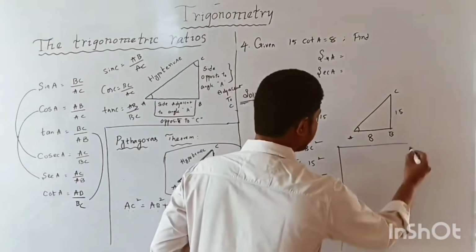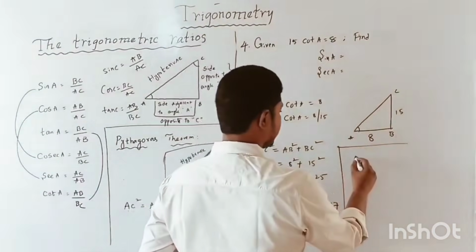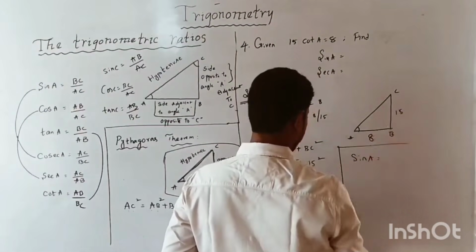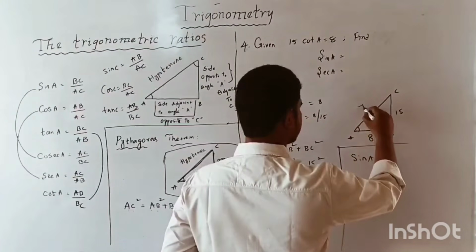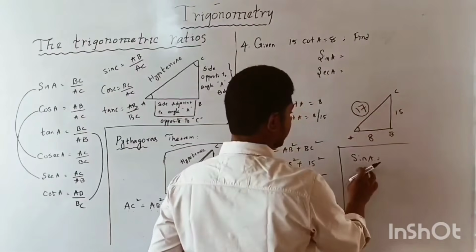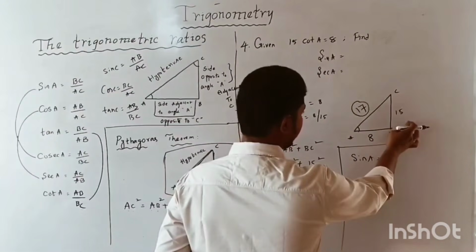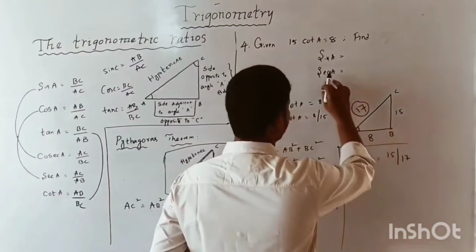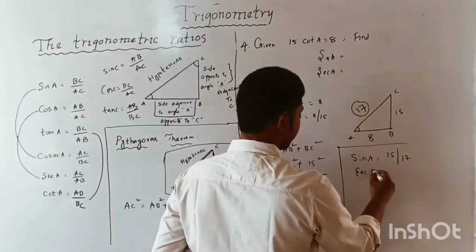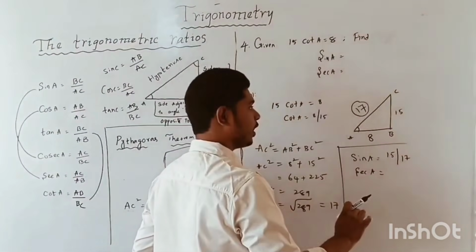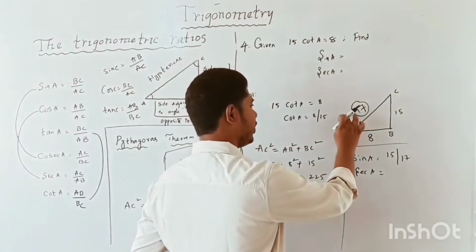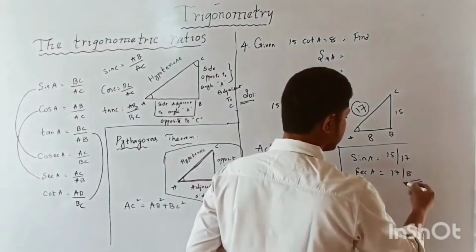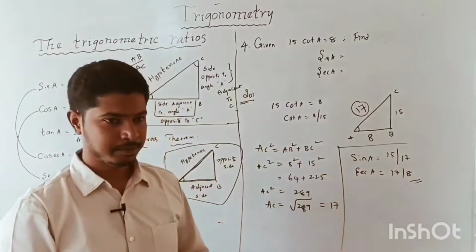Now we have to find sin A. What is the formula of sin A? Opposite by hypotenuse. Now the AC value is 17. Sin A is opposite by hypotenuse, that is equal to 15 by 17. What is secant A? Reciprocal of cos. Cos is equal to 8 by 17. So secant is 17 by 8. This is the fourth question we have done.